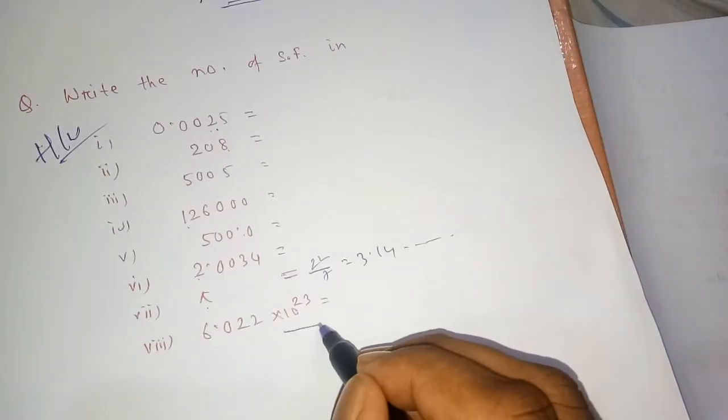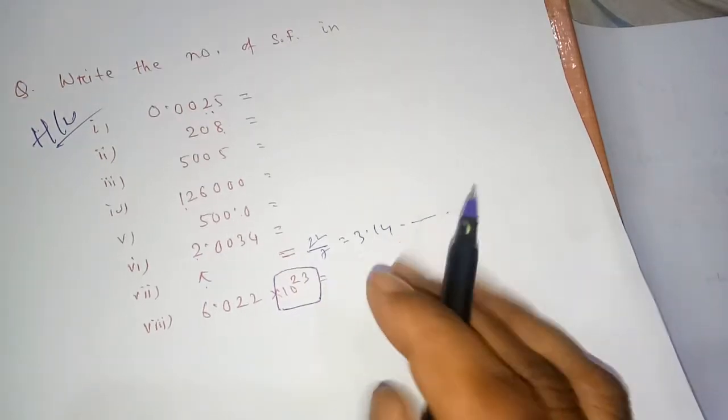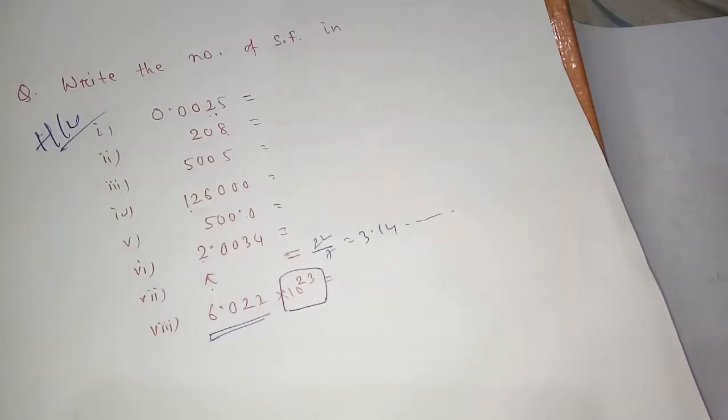Now in this power, you need not consider the 10 to the power of anything. Just leave that one and count the significant figures in this one. So there are 4 significant figures.